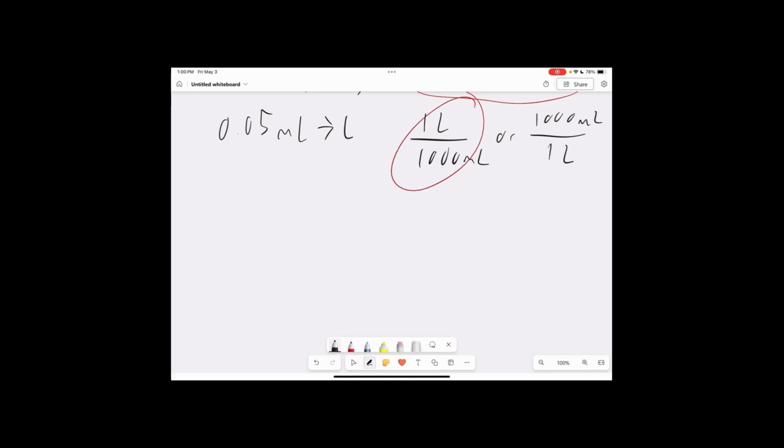So we could say 0.05 milliliters times 1 liter over 1,000 milliliters. Milliliters cancels milliliters. We end up getting 0.00005 liters. We could also write that as 5 times 10 to the negative 5th.